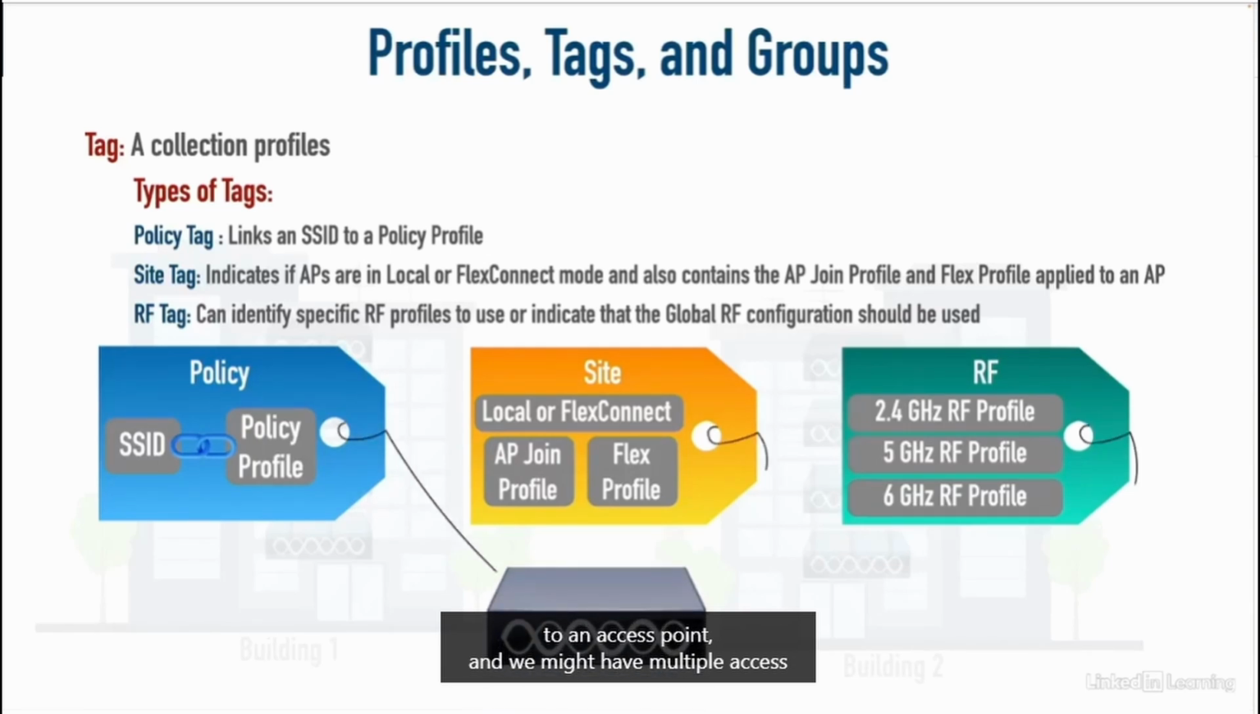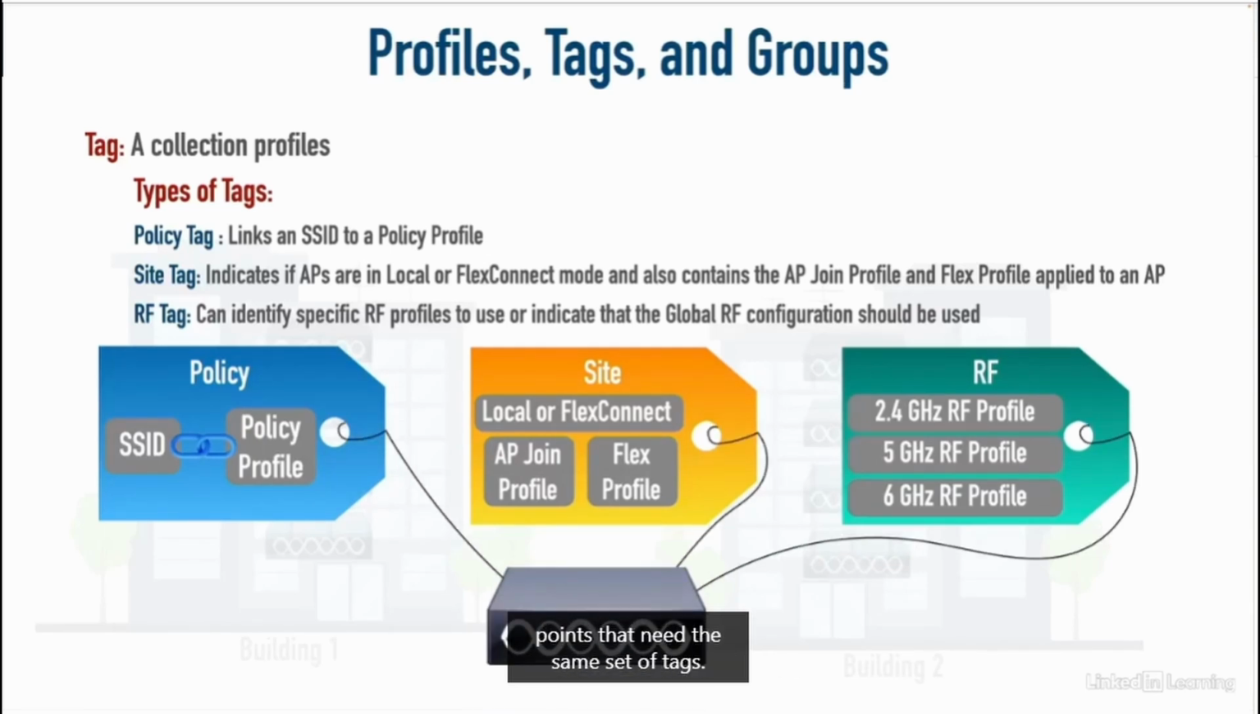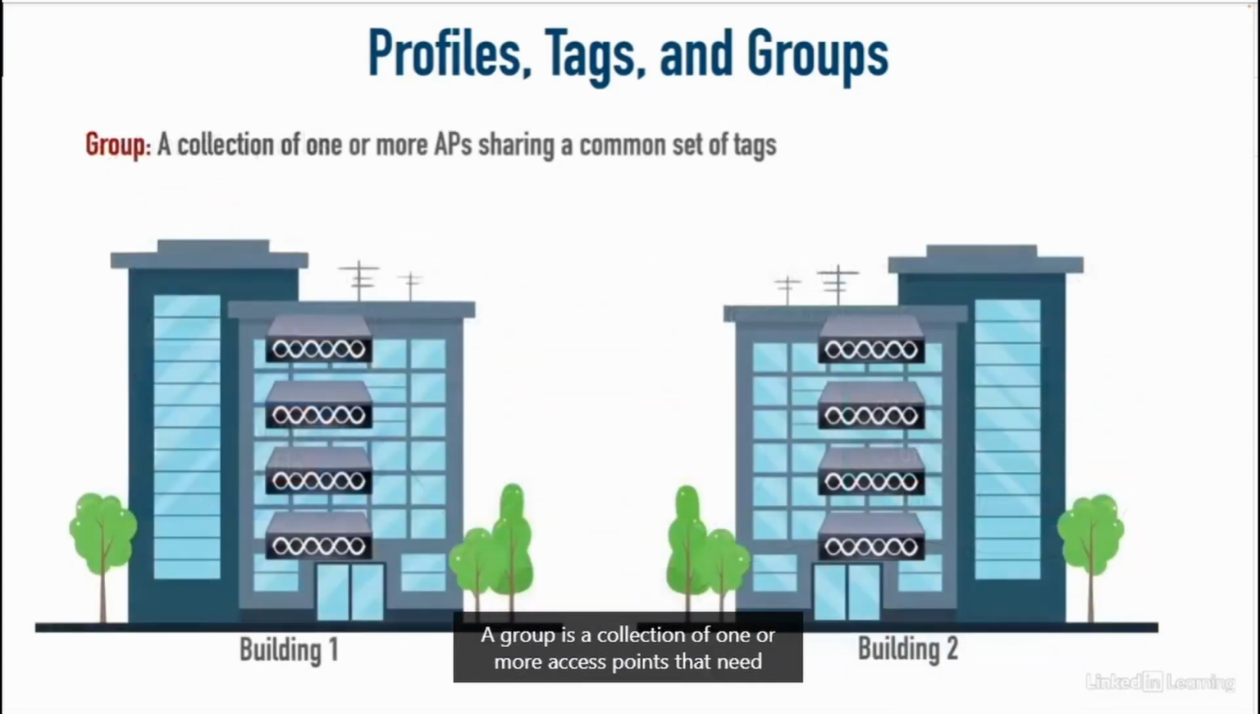And what we can do is take a set of tags and apply them to an access point. And we might have multiple access points that need the same set of tags. Well, we could logically group them together in a group. A group is a collection of one or more access points that need a common set of tags. Remember that top access point in Building 1? It was the only access point that was supposed to advertise the research and development SSID. So we might put it in its own group and give it its own set of tags.